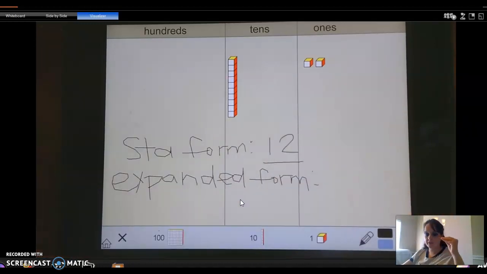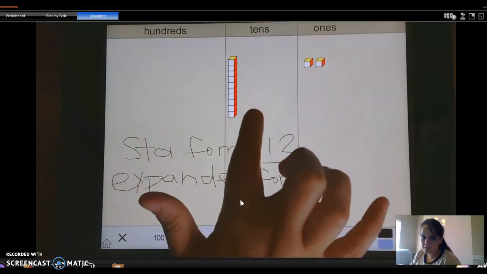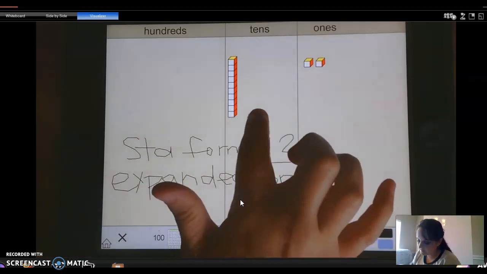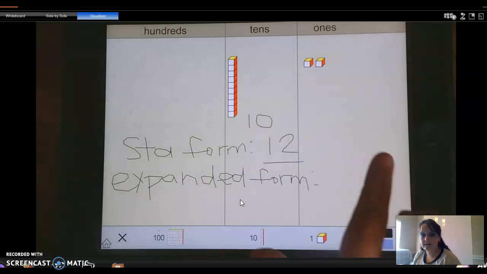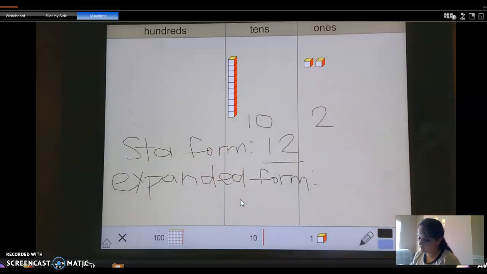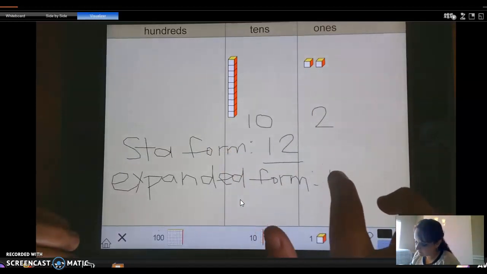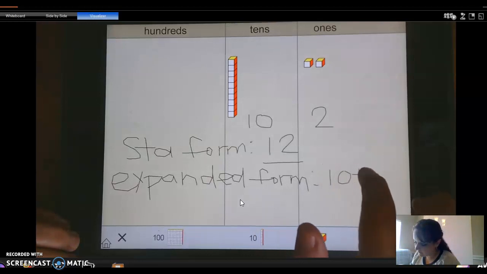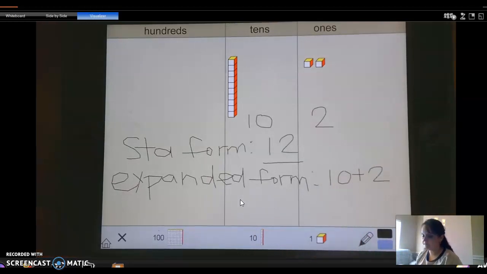it stretches out the number. So it's asking what the value of each place is. So the value of 1 ten is worth 10. The value of 2 ones is worth 2. So in expanded form, the number 12 is written 10 plus 2. And then in a minute, I'm going to give you practice to practice some of these numbers.